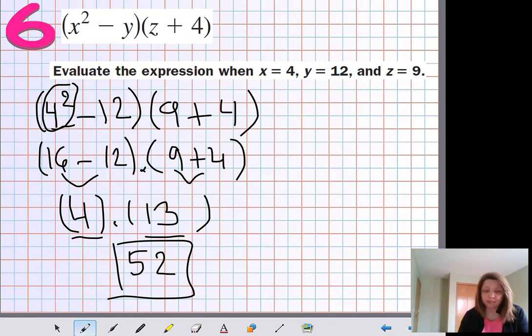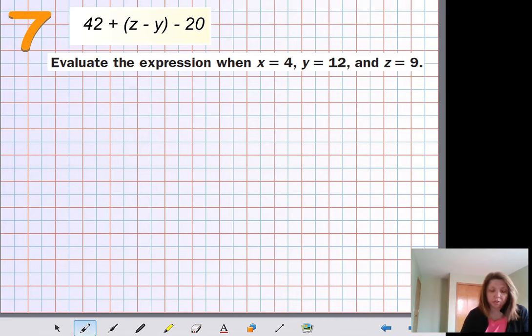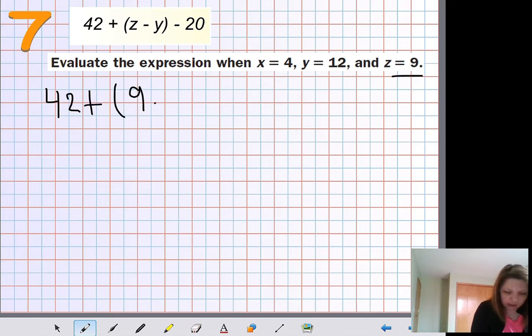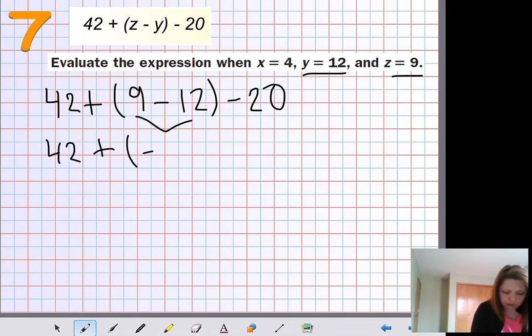Alright, we're going to keep going. I have a couple more for you. I'm hoping with all those different examples, you will feel much more confident completing the worksheet after. Okay, next one. 42 plus z minus y minus 20. Okay, well, we've got to substitute absolutely here. Otherwise, how are we going to calculate that? 42 plus z is 9, so it will be 9 minus y is 12 and minus 20. We substitute, so we're going to calculate this first. 42 plus 9 minus 12 is negative 3 minus 20.